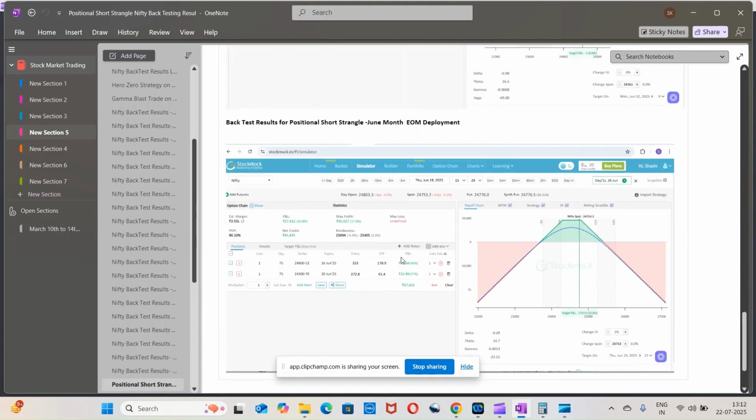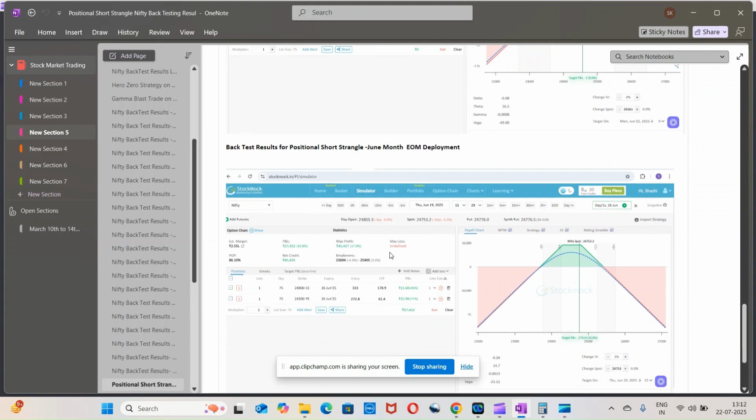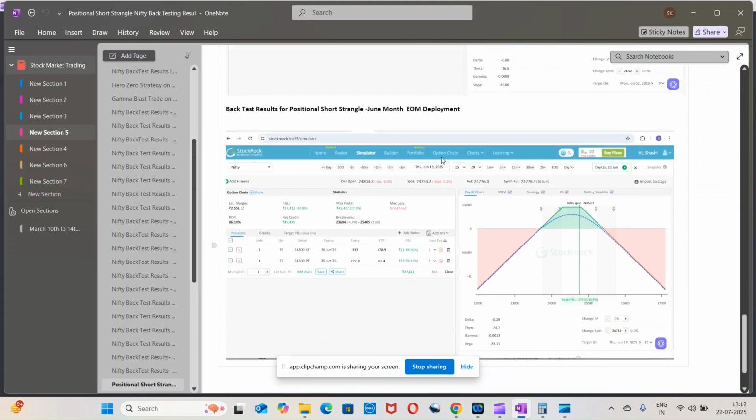And this was deployed on June 2nd for June 25th, the end of the month option chain. On June 19th, it was able to generate 10%. So 10% is more than enough. Okay, so 5% if you're earning in trading, that is a lot of money. And if you're earning 10%, that is a lot of money.